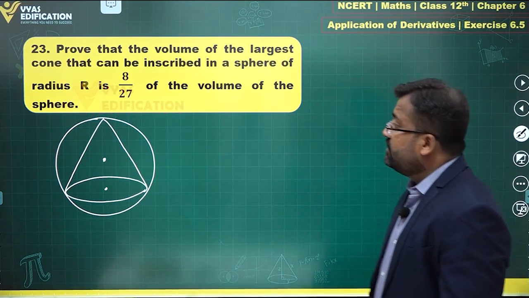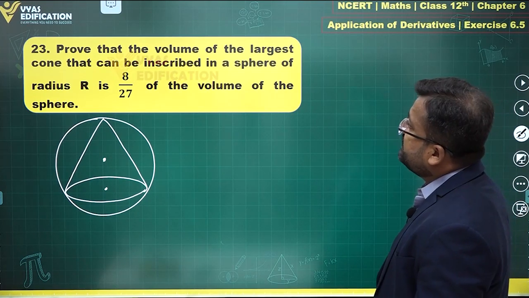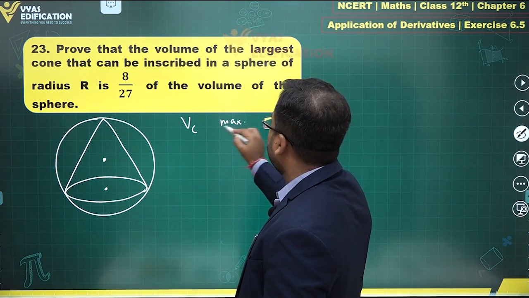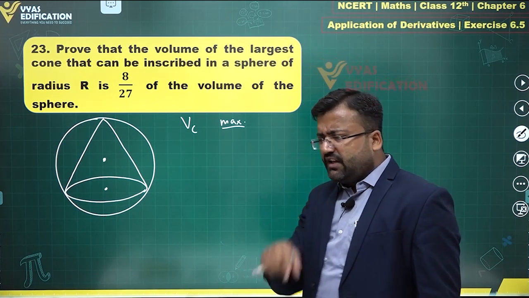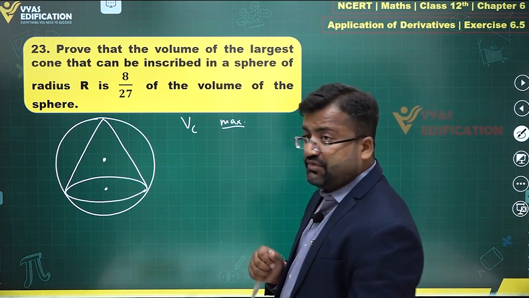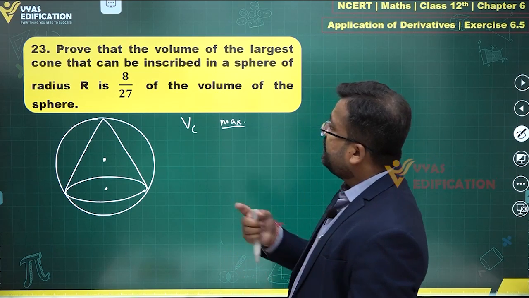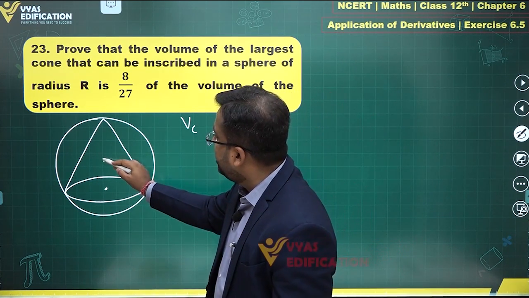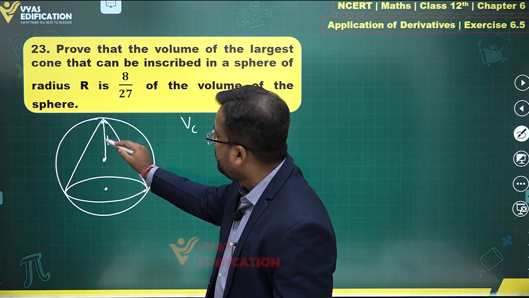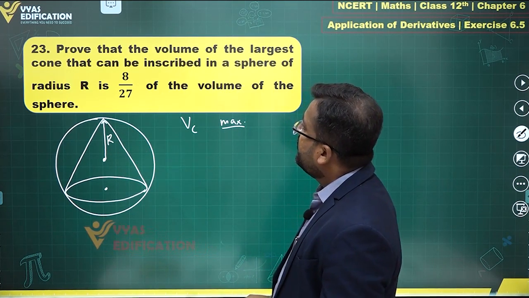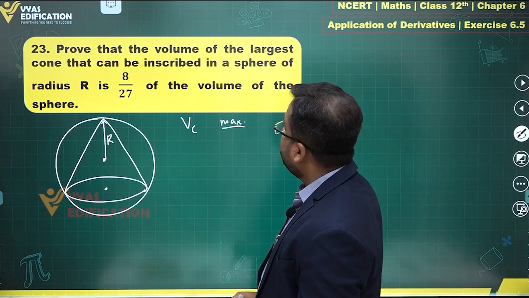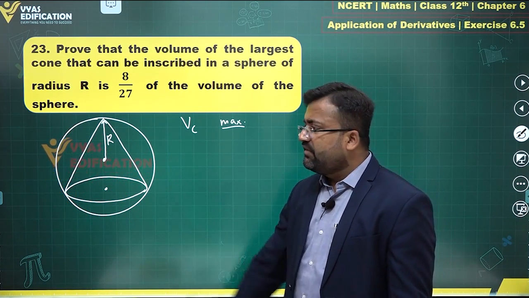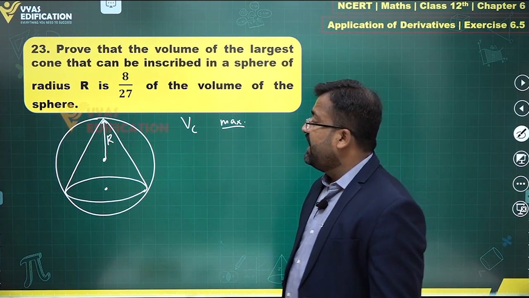Okay, so important things: the volume of the cone has to be maximized. So we'll focus on writing the volume of the cone in terms of a single variable first, and then go for differentiation. Inscribed in a sphere of radius r, the radius of the sphere is r, is 8 by 27 of the volume of the sphere. So we are interested in the volume of the sphere, which is given in terms of r, right?